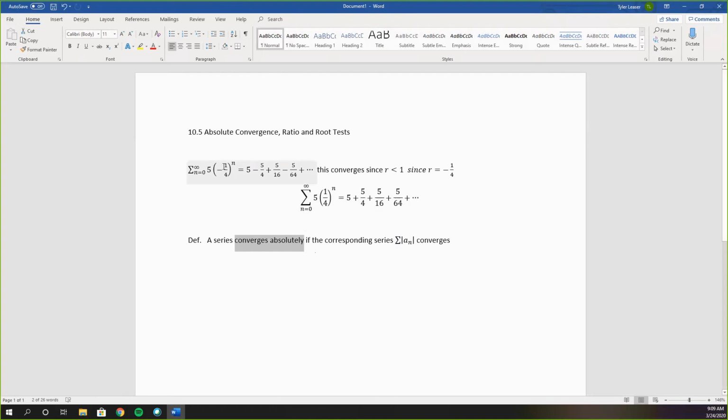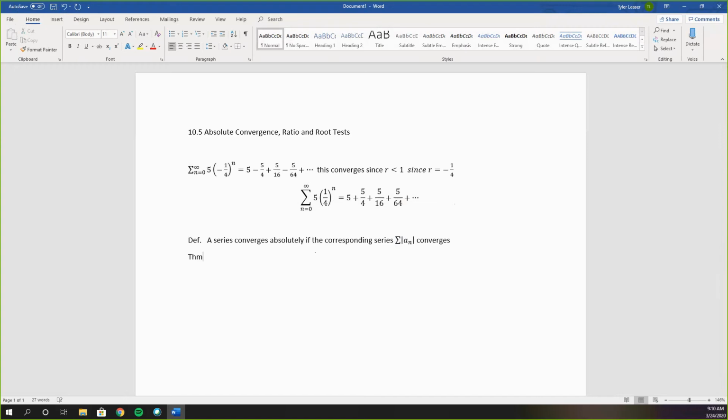So notice that this top geometric series with the negative alternating terms doesn't just converge. It actually converges absolutely, because if we look at the same series but all positive terms, this converges. So because the absolute value series converges, then we can say that this series converges absolutely. Just a little bit more powerful of a statement.